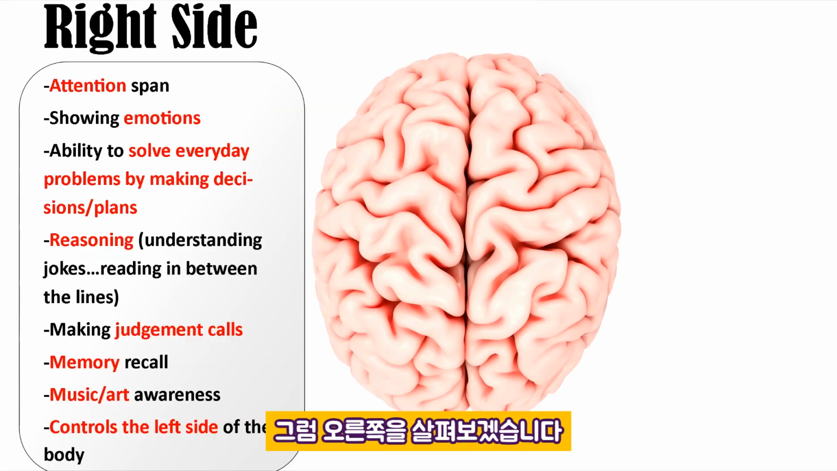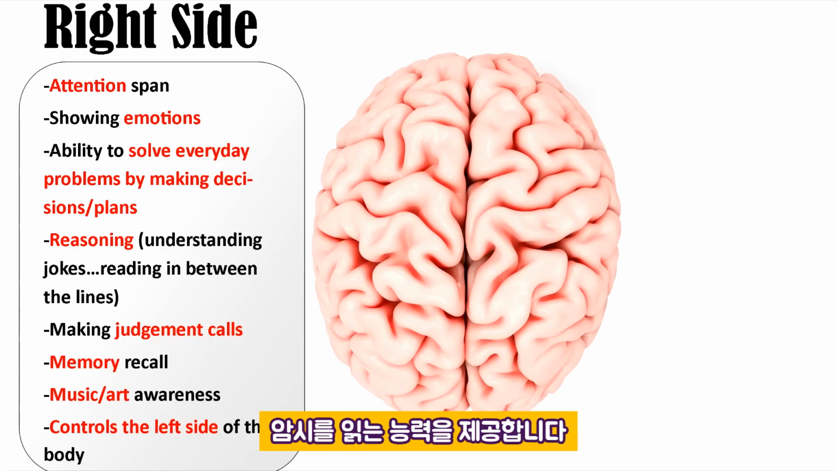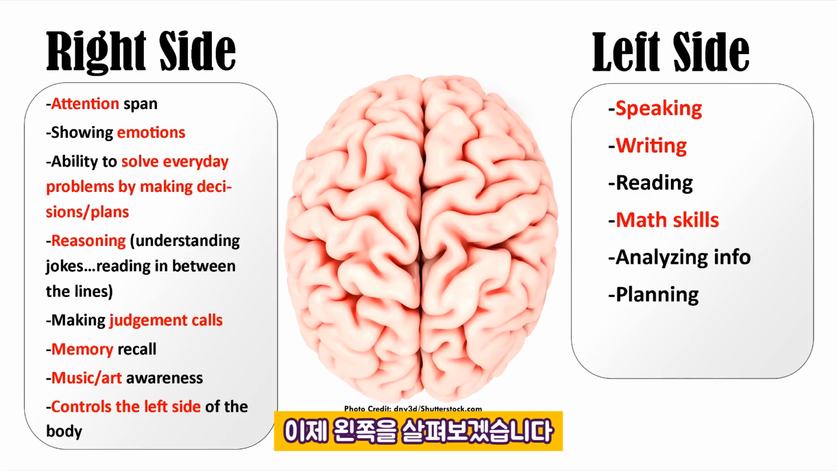So let's look at the right side. What does it help us to do? Well, it helps us maintain an attention span. It also helps us show emotions and gives us the ability to solve everyday problems by making those quick decisions and those plans. Also, it helps us with reasoning, which gives us the ability to understand jokes and read in between the lines whenever we're conversing with people. Also, making judgment calls, having memory recall, and helps us with music/art awareness, and it controls the left side of our body.